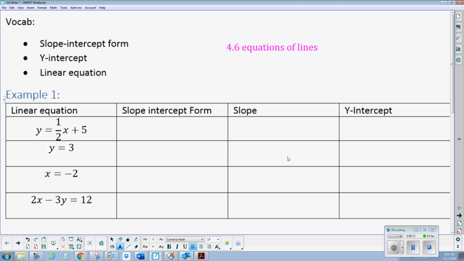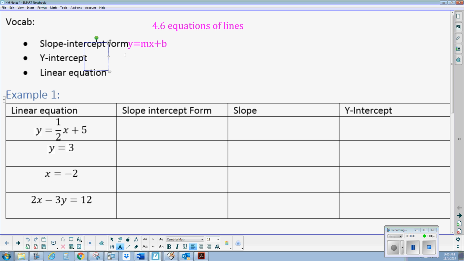So this is review, if you remember, from Algebra 1, either last year or, for some of you, a couple years ago when you learned this for the first time. But when we write an equation of a line, we have several different forms. The one we're going to focus on today is the slope-intercept form, which is the form y equals mx plus b.